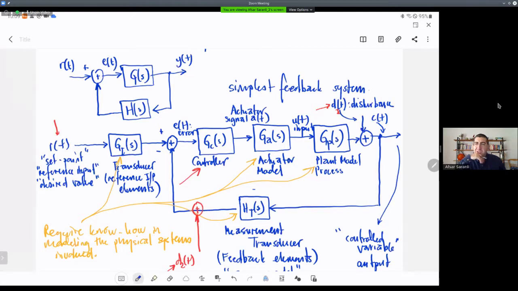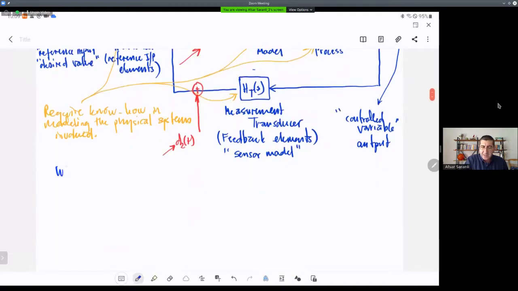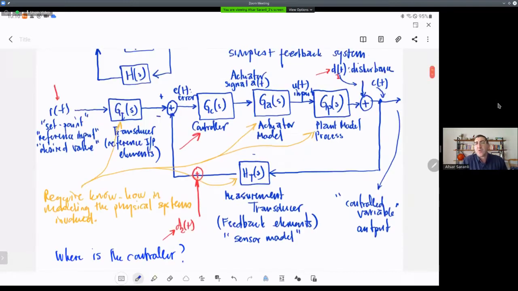Any other questions? Let me also ask you a question. Where is the controller? I mean, what is the controller in this block diagram? Okay, that's also an interesting question.